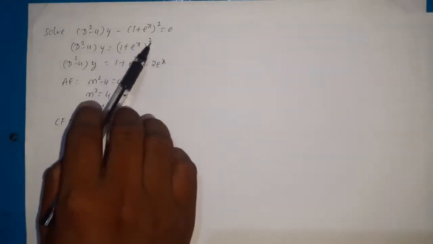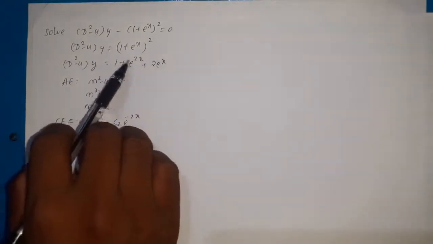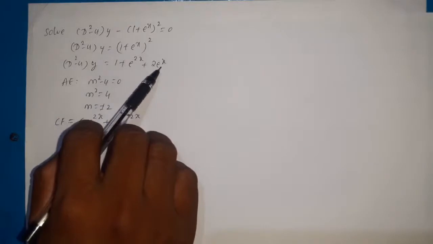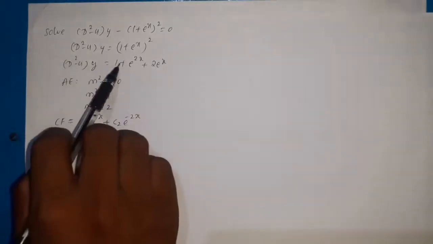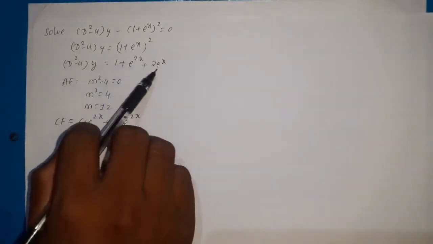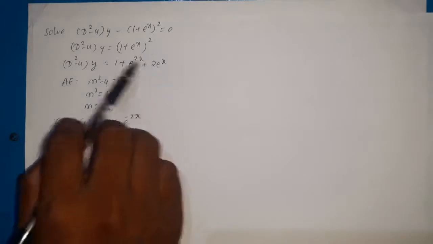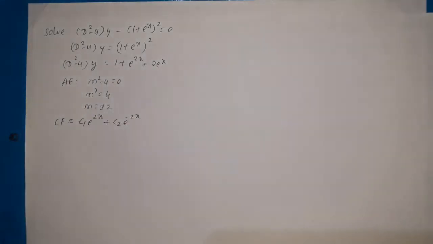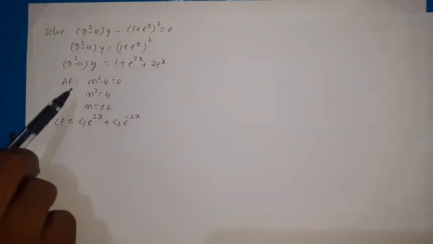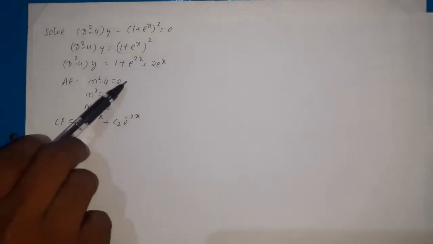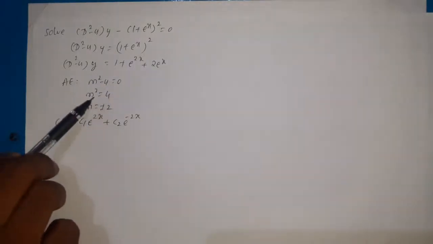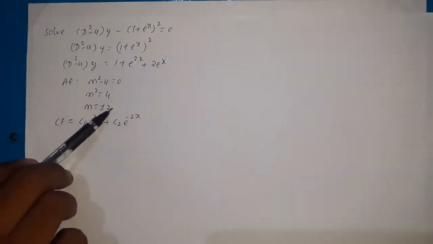(a + b)² = a² + b² + 2ab, right? That is 1 + e^(2x) + 2e^x. This is the given equation now. We need to find its complementary function and particular integral. The auxiliary equation is m² − 4 = 0, then m² = 4, m = ±2.